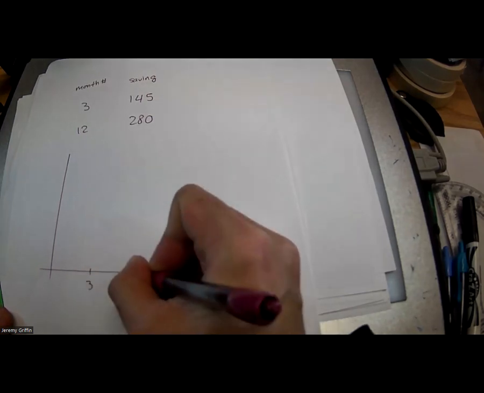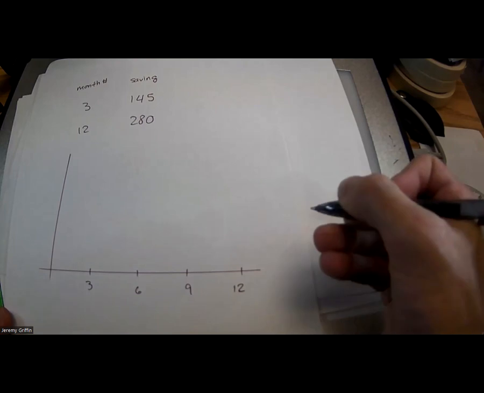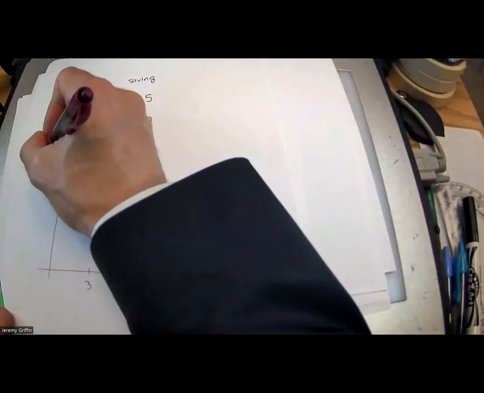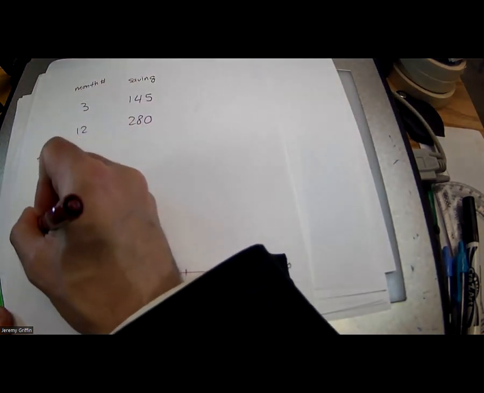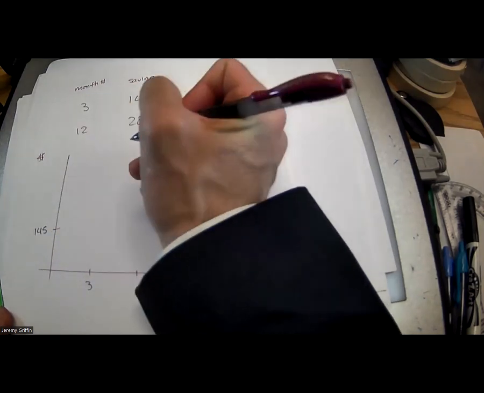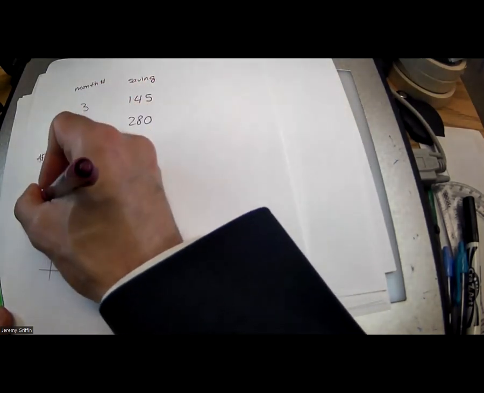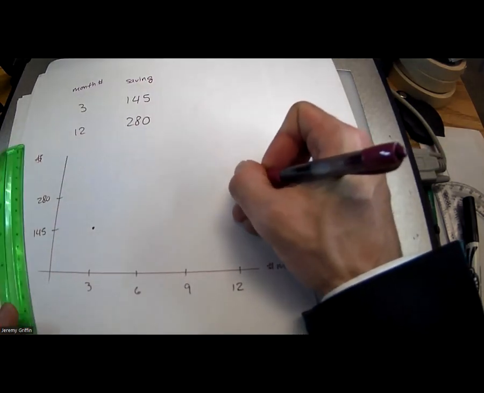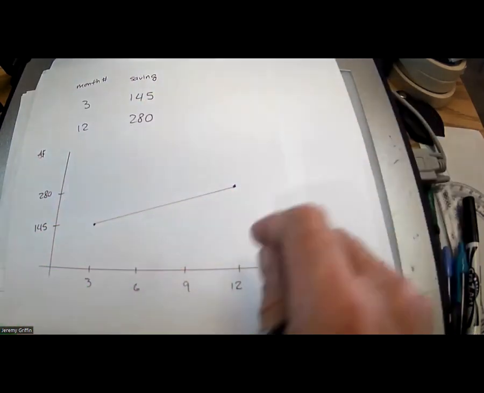Let's go 3, 6, 9, 12, right? And so this is number of months, and then savings in dollars. At some point there was 145, at some other point there was 280, that's almost double. So this point, right? You guys see that every single month, he's saving more and more per month, right? And that's going to increase it.